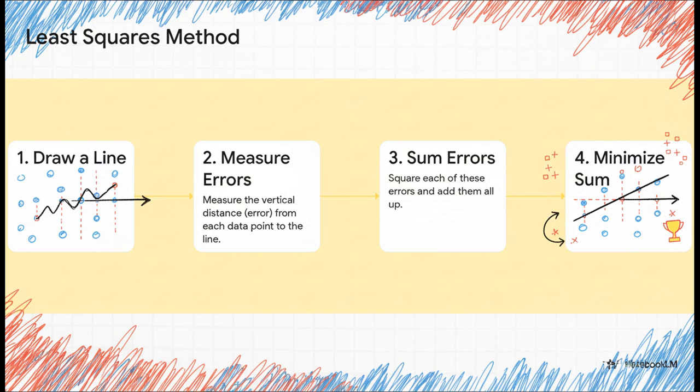Just imagine you draw a random line. For every actual data point you have, there's going to be a little gap between it and your line. We call that gap an error. What this method does is it measures all of those little errors, squares them, and adds them all up. Then it starts wiggling the line around, changing its angle, moving it up and down, until that total sum of all the squared errors is as tiny as it can possibly be. The best line is the one with the smallest possible total error.